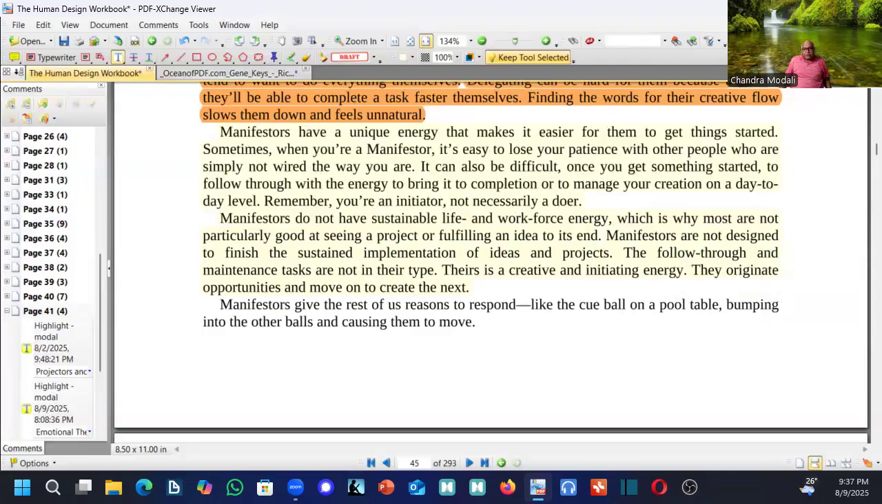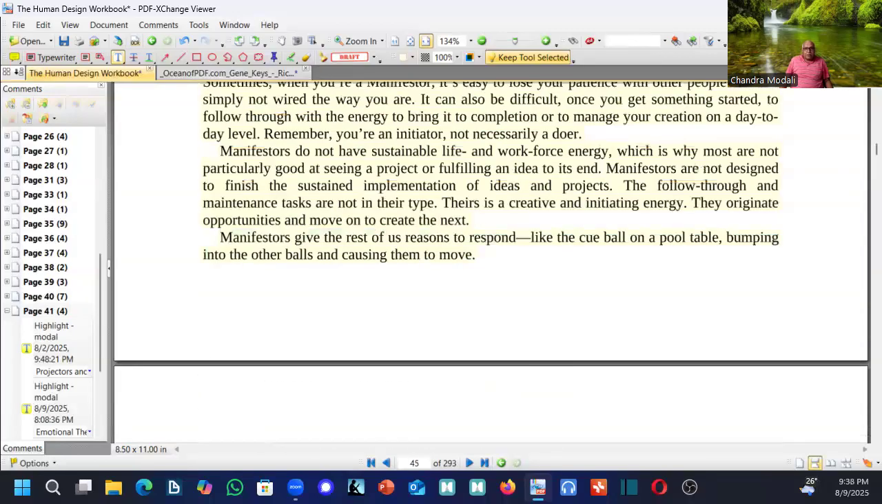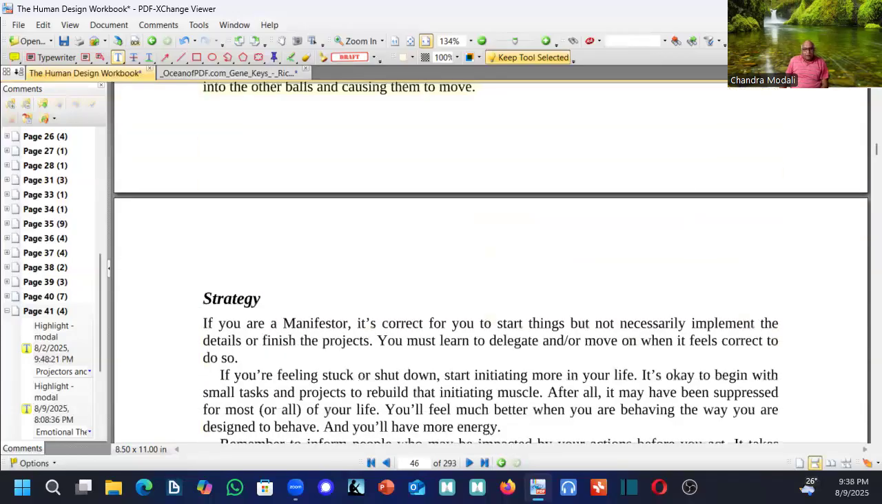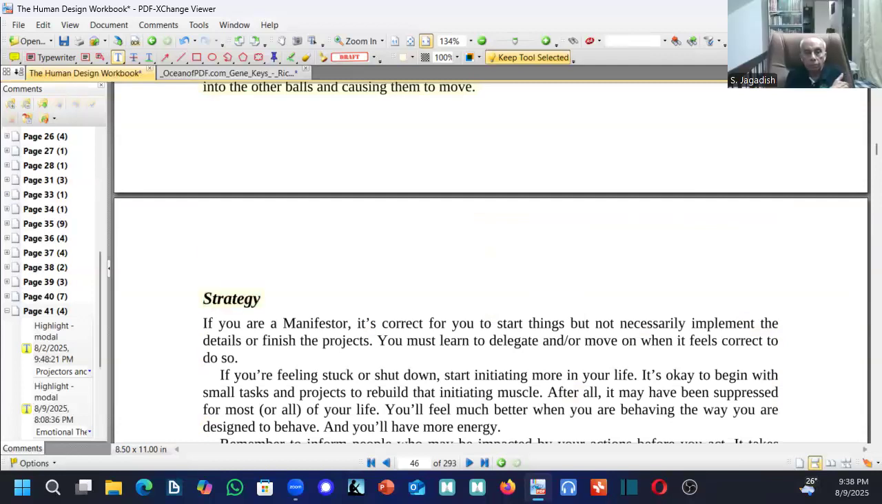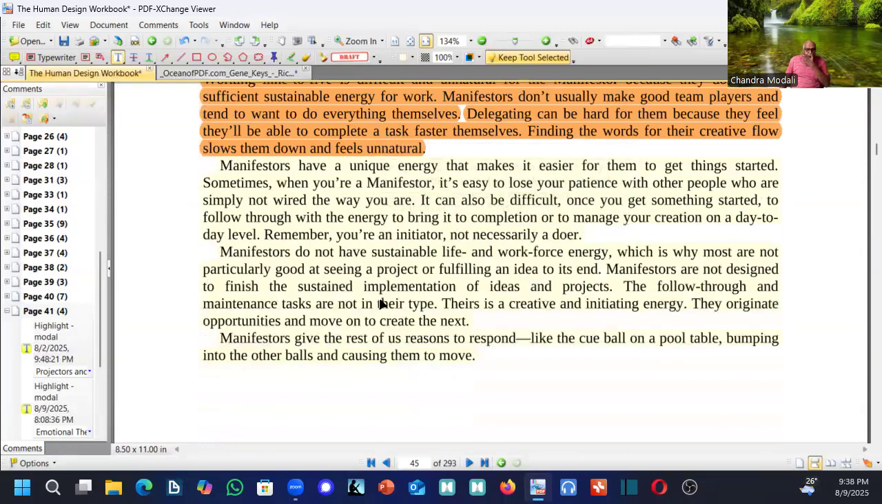Manifestors give the rest of us reasons to respond, like the cue ball on a pool table, bumping into the other balls and causing them to move. That means they have the ability to touch the points so that people are triggered to move, motivated to move. Now what is he talking about? The strategy that a manifestor should adopt. From the qualities and the challenges, we are more or less in sync.